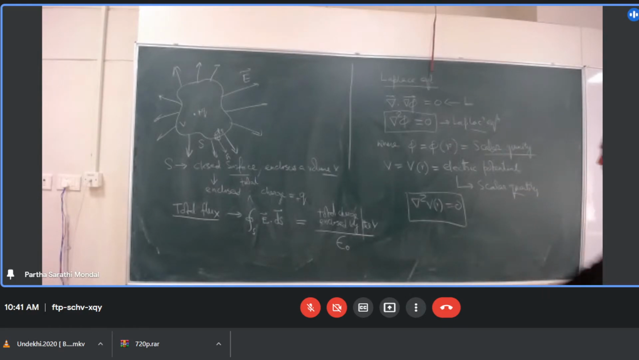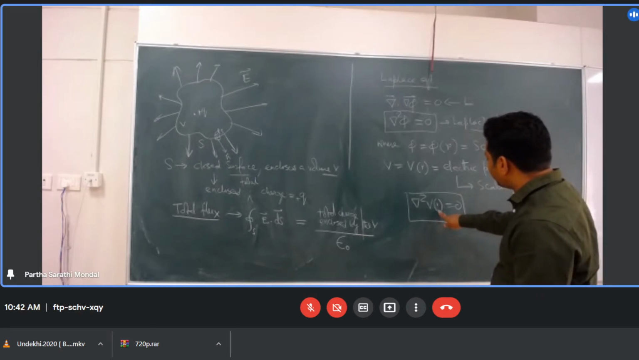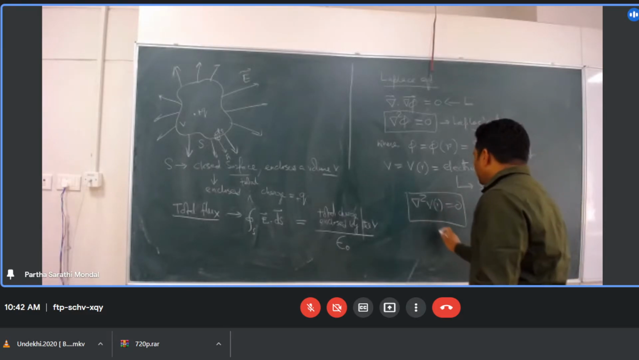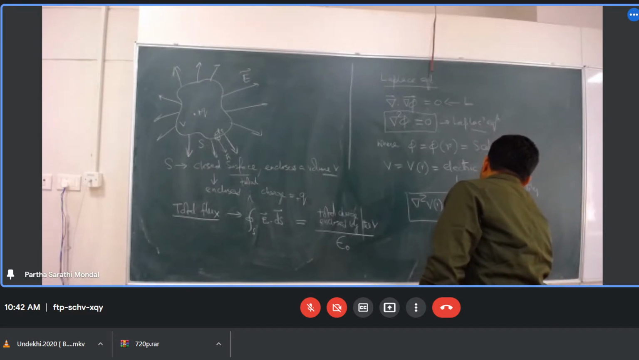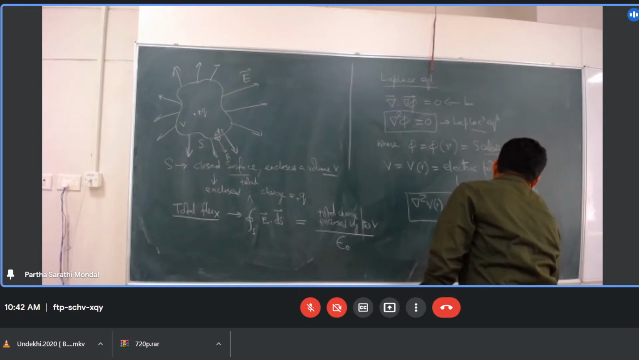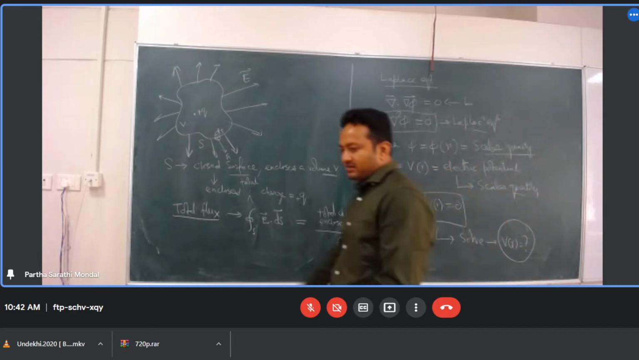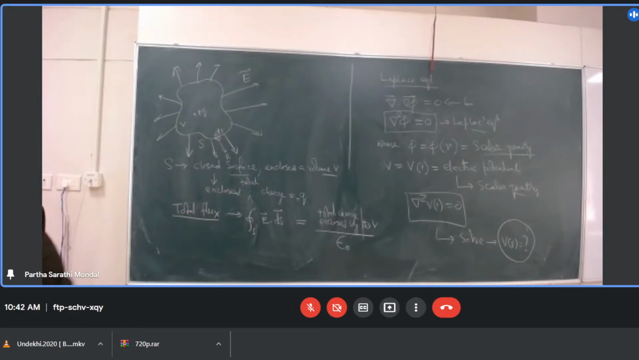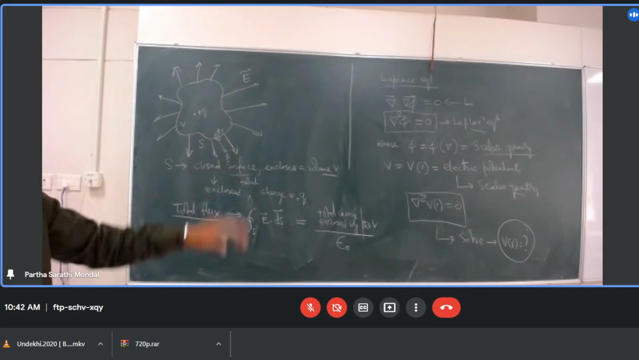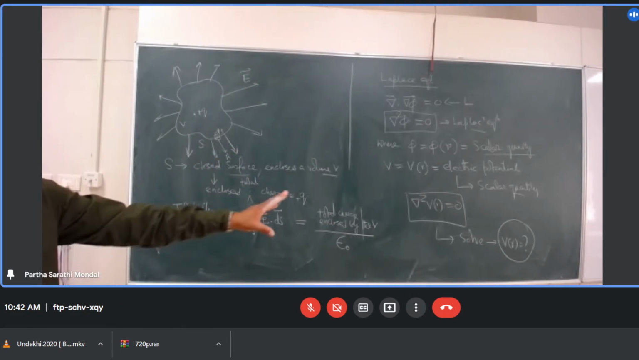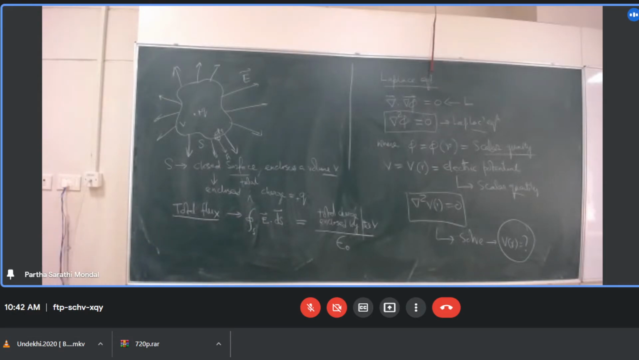So this is one way. If I solve this, it's a second order differential equation. If I solve it, it will give you the answer. So that means if you have a charge distribution, and we put the charge distribution potential in the Laplace equation and solve it, you can get the potential of the charge distribution.